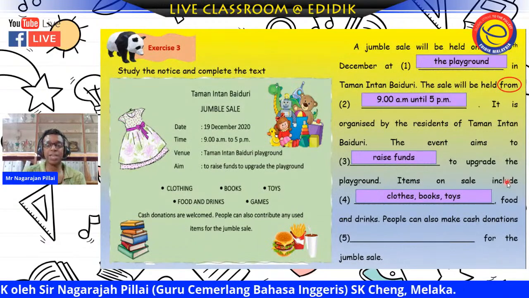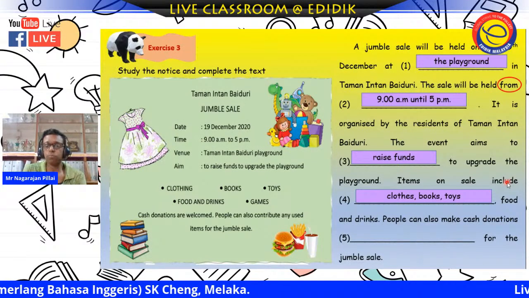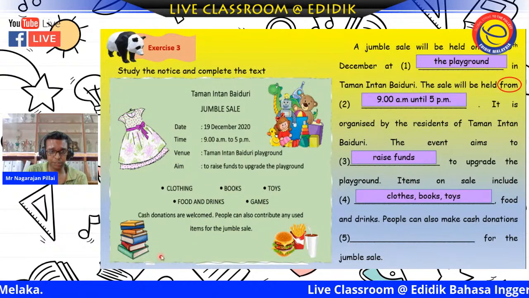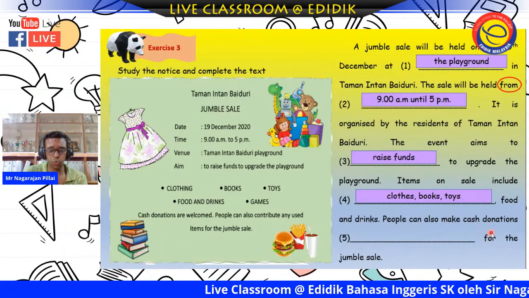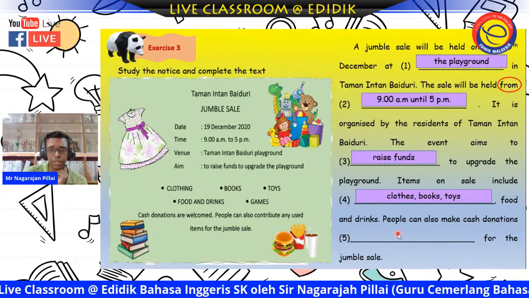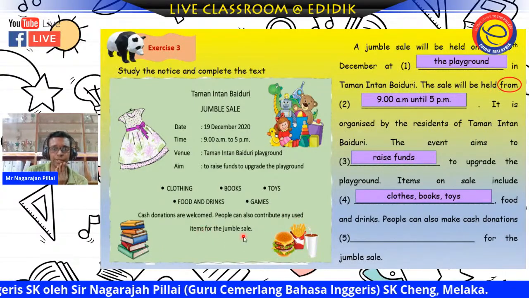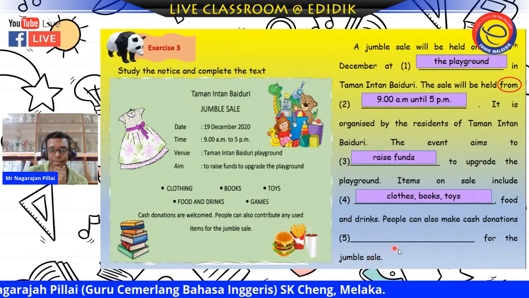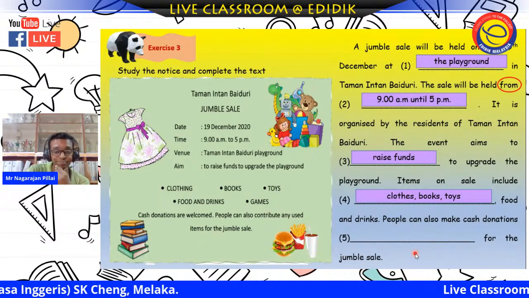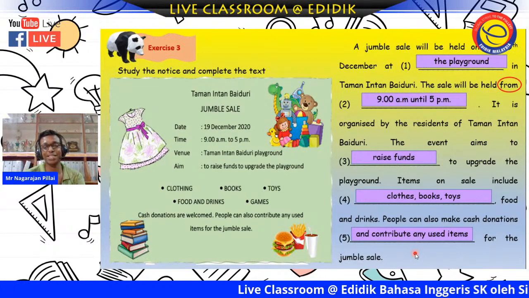People can also make cash donations. Okay, people can contribute, can give money. People can also make cash donation blank for the jumbo sale. So how do we complete this sentence? People can also make cash donation, contribute any used items for the jumbo sale. Okay, for the jumbo sale is already there. So what is left? And contribute any used items.